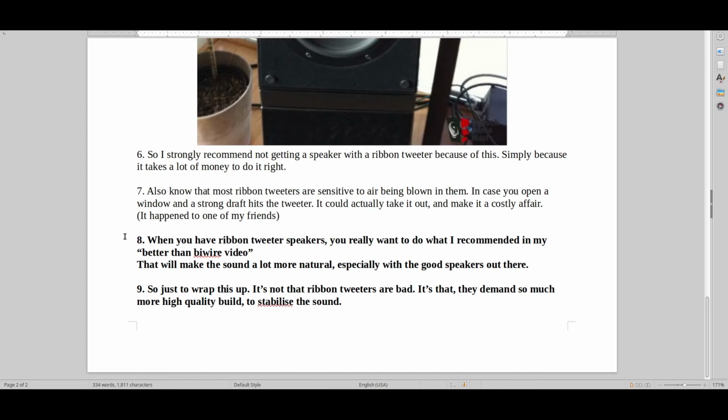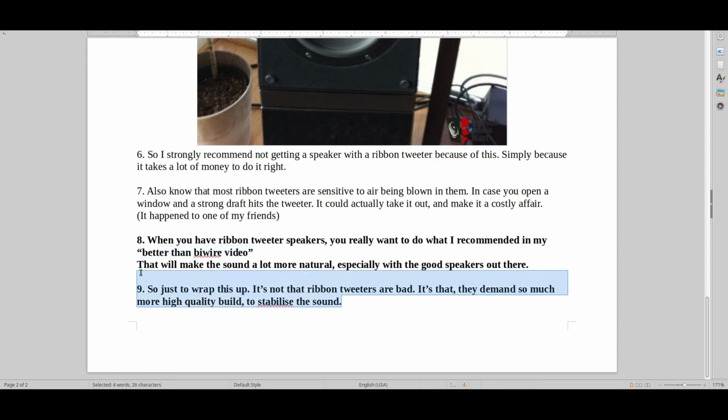And like I said here, you want to look at my bi-wire video, because once you have a double wire speaker cable instead of a single wire, it usually makes the treble a lot more stable, a lot more natural. So you also want to look into that if you're really into this ribbon tweeter kind of thing.